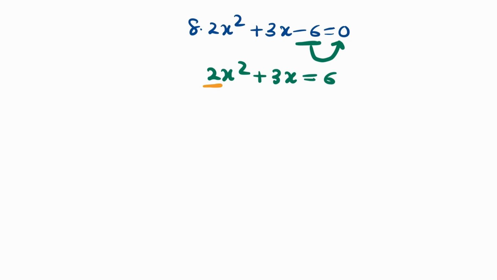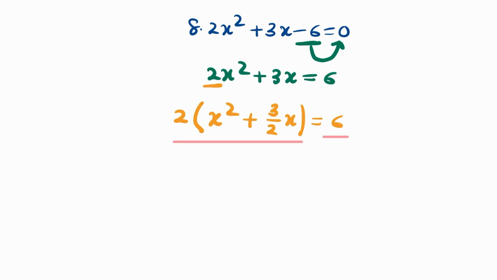In order to get rid of that 2, we can factorize 2 out of the left hand side of the equation. When we factorize 2 out of the left hand side of the equation, what will be remaining? 2x squared divided by 2 will be equal to x squared. And then plus 3x divided by 2 will be equal to 3 over 2x equal to 6. Now we can simplify this equation further by dividing both the sides by 2 in order to get rid of the 2 on the left hand side. Here 2 and 2 cancels out. And then x squared plus 3 over 2x equal to 6 divided by 2 is equal to 3.